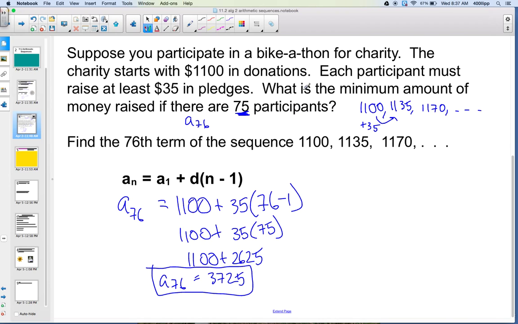It's saying the minimum because maybe some people chose to give more money than just the minimum $35 in pledges.